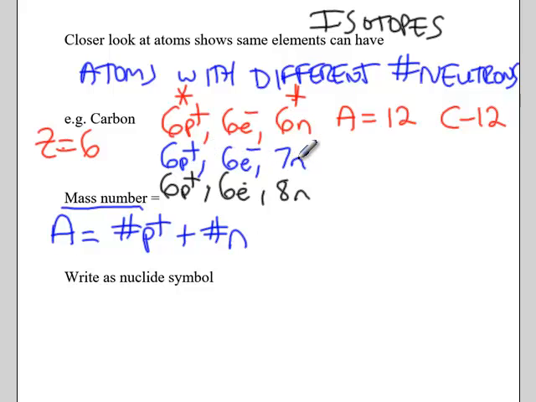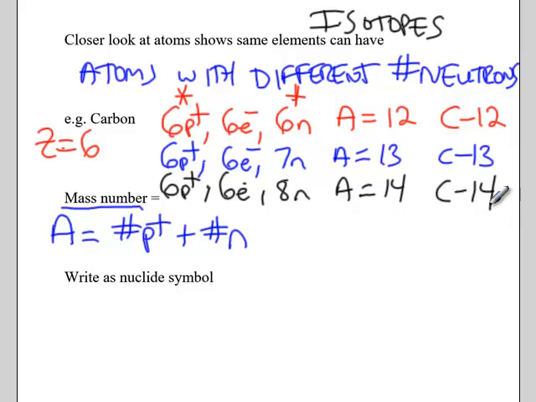The blue isotope would have a mass number of 6 protons plus 7 neutrons, which gives us 13, so we would call that an isotope of carbon-13. And then the last one has a mass number of 14, and we're going to call it C-14.